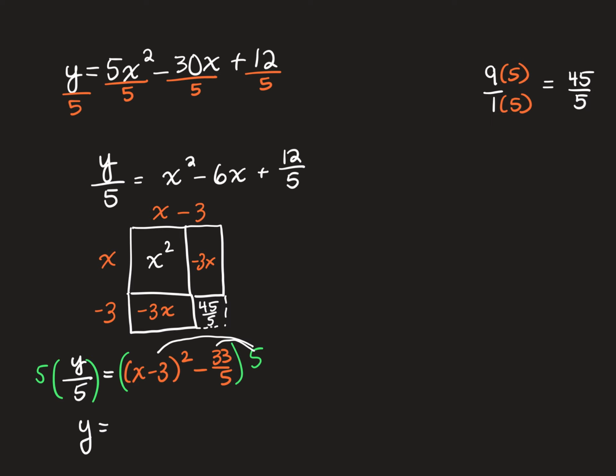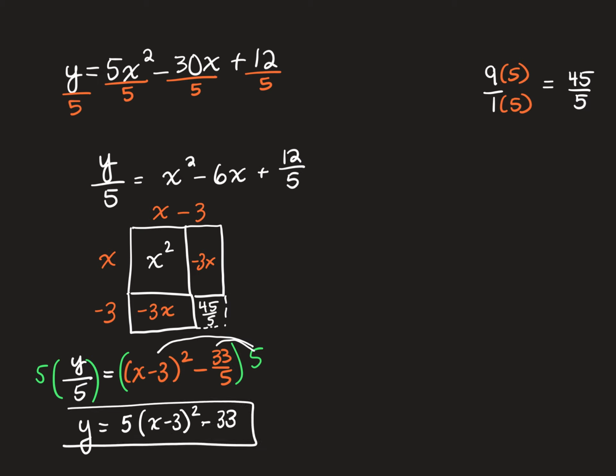Now we can't distribute the 5 into the parentheses because we would have to square first. So what this is going to end up looking like is just 5 times x minus 3 squared. And then I multiply 33 over 5 times 5, and I get -33.